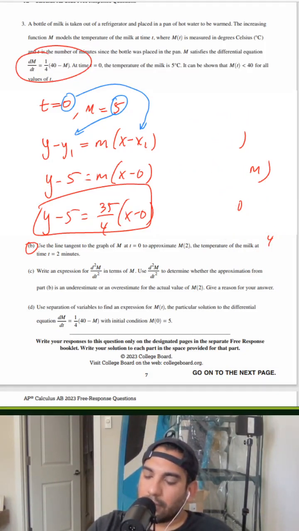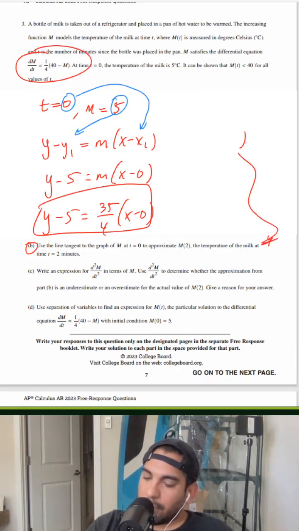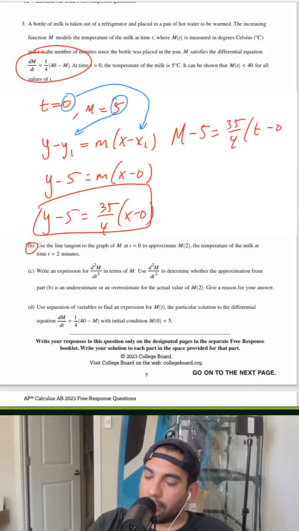Now, did I see this in the comments? Let's see. The only thing about this is that my variables are a little off. I don't think that's going to be a big issue, but it should look like this so far: m minus 5 is equal to 35 over 4 times t minus 0.